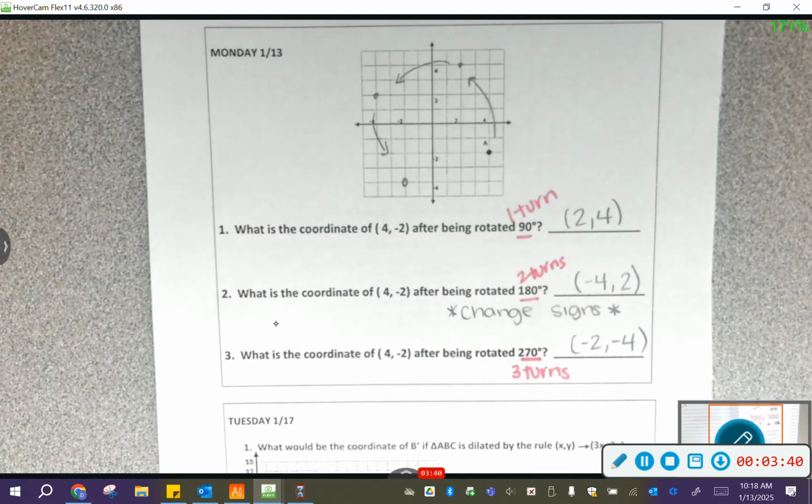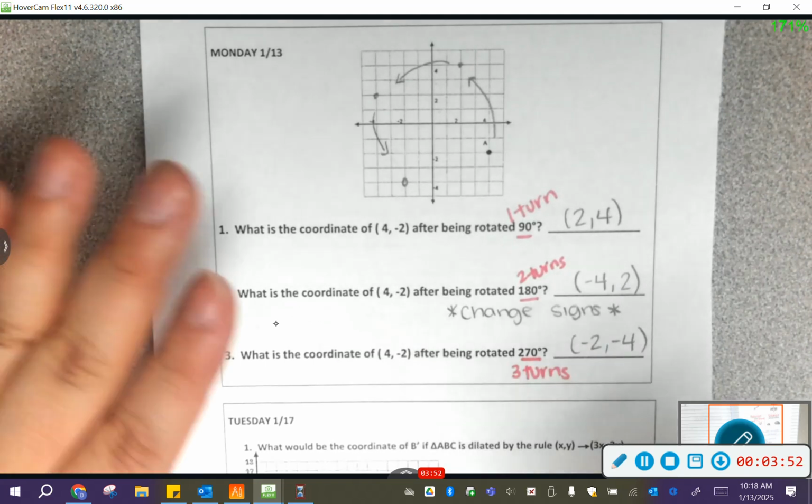Do I have any questions about rotating? My people that were absent, does that make sense? Make sense? And you'll practice on the quiz, practice on everything.